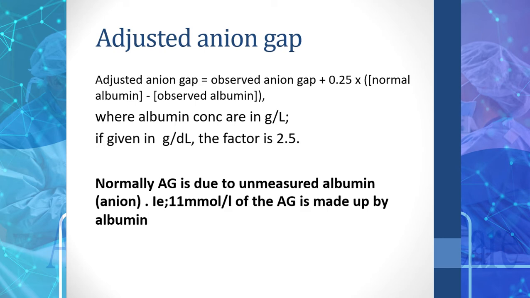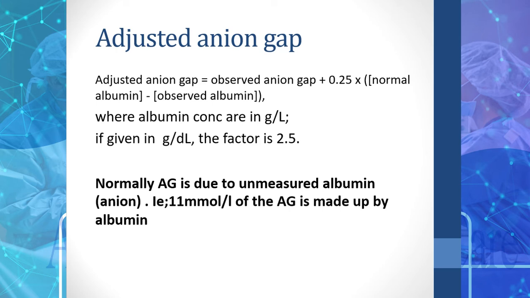It is 12, it is 11 millimole per liter of the anion gap made up by albumin, so that we should not neglect it. And if the patient has hypoalbuminemia and a high anion gap, we should correct the anion gap. After we calculate the anion gap in a patient with hypoalbuminemia, we should correct it by the adjusted anion gap.